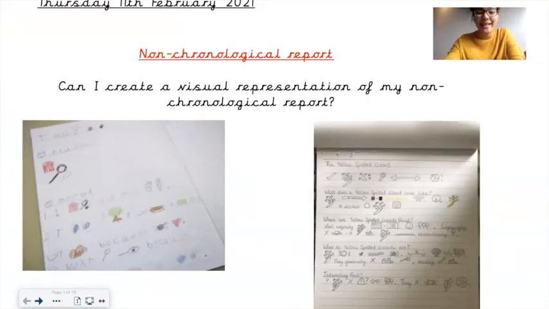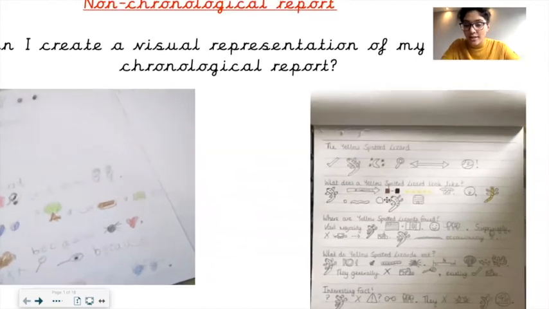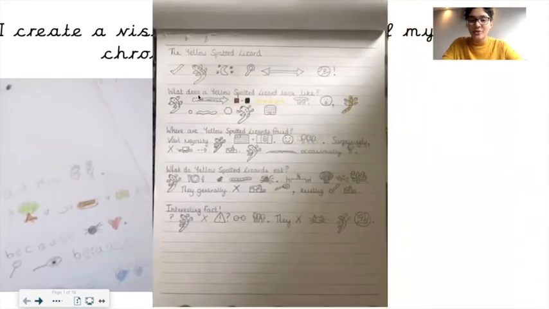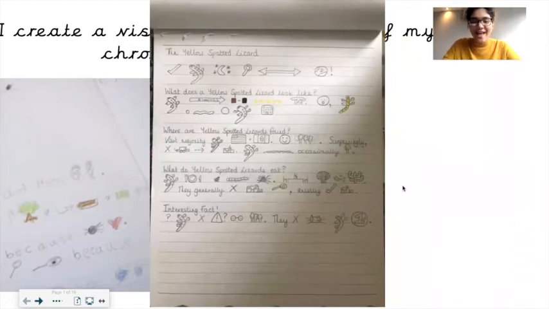So as you can see here, these are some examples of how your non-chronological report could look. You make sure that you have included your title and your subheadings, and just include different pictures for each different point that you're making. So if we look at this one, this non-chronological report is on the yellow spotted lizard, and it starts off by having pictures. So there's a picture of a lizard, there's a picture of the moon and the stars, a picture of a magnifying glass. So maybe the non-chronological report is about finding out about something.